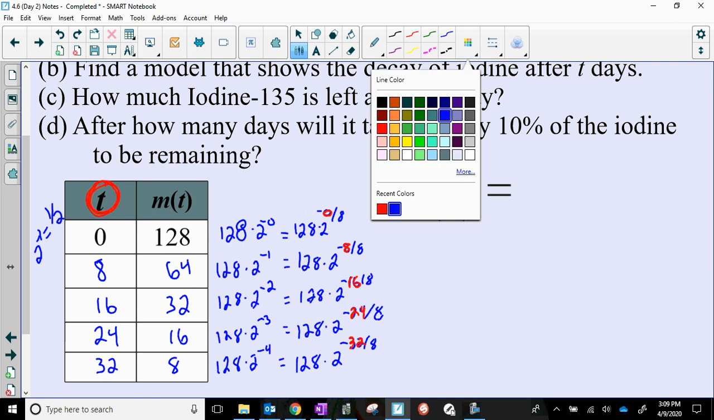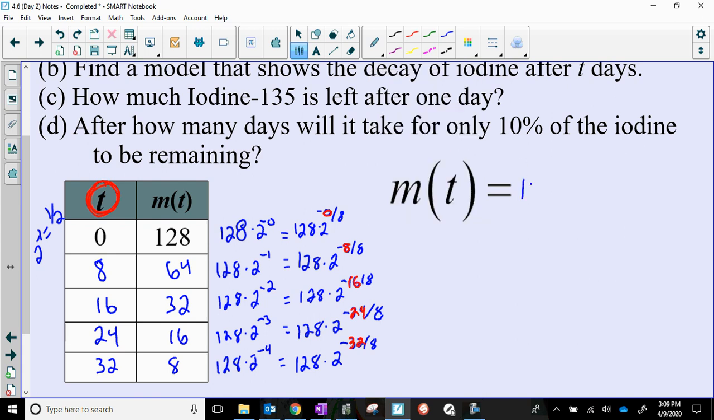When I write my equation for this, I'm going to write exactly what I have for each number, except use t instead of those red numbers. So we have 128 times 2 to the negative t divided by 8. Now, some people would have the same formula looking a little bit different. Some people might have 128 times 1/2 to the t over 8. They might take the negative part of the power and flip the base.